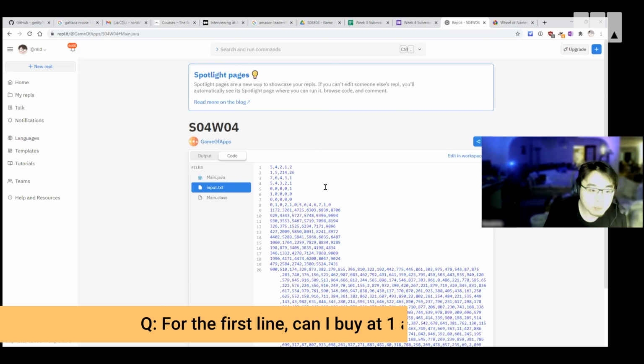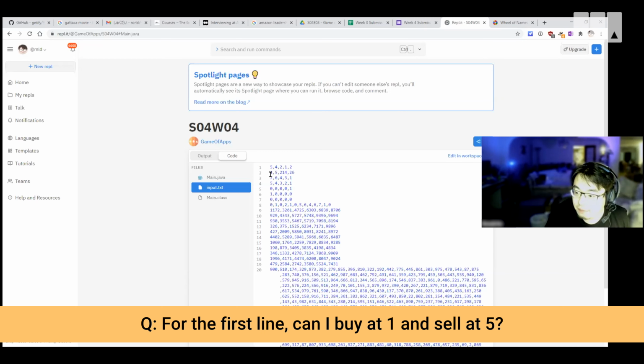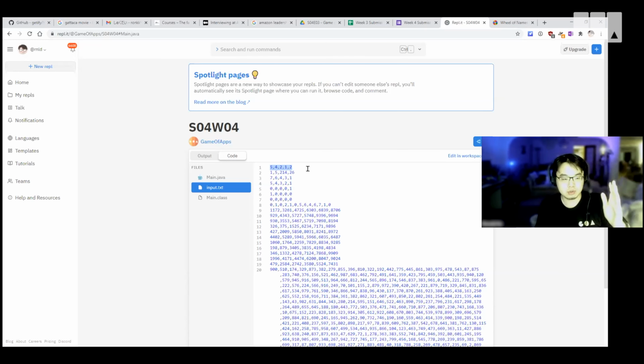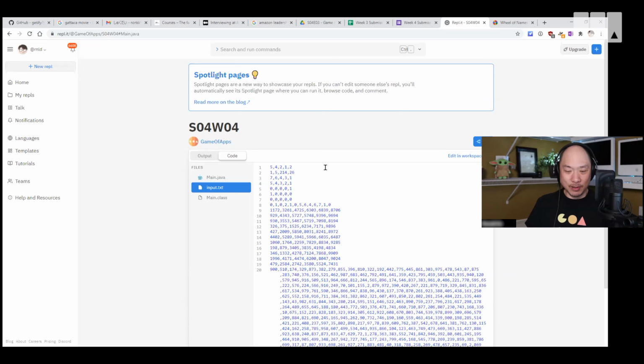The first one, I would buy it at 1. You're talking about input.txt. The first line, the max profit you can derive is 1. You read it from left to right: 5, 4, 2, 1, 2, right? You can't buy high and sell low, you're going to lose money. So you want to buy low and sell at whatever price is the highest. When you buy at 1 and sell at 2, the max profit is 1 on line 1. Hopefully that makes sense, right?